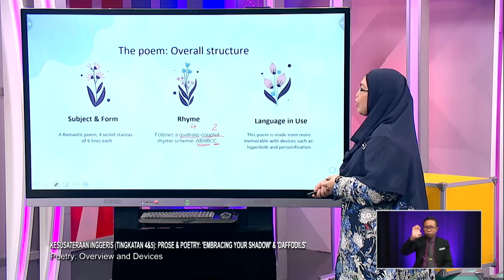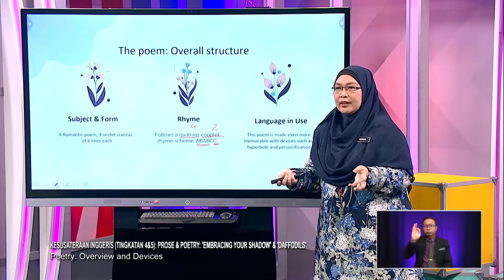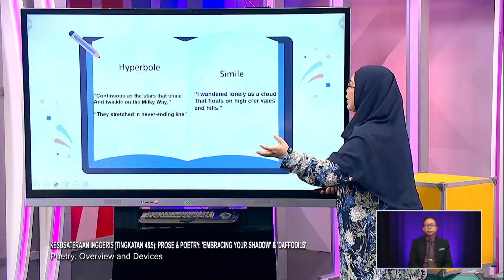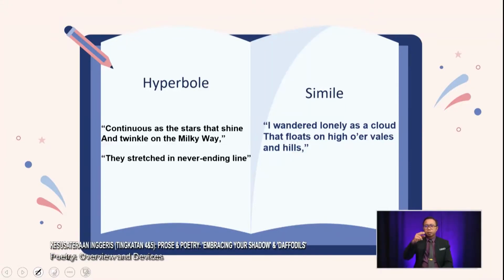We also know that in this poem, Daffodils is rich with poetic devices. What are the devices we have? We have hyperbole, to exaggerate and emphasize, right? They stretched in never-ending lines. So it sounds like there were as many daffodils as far as the eyes can see. You also have simile, a comparison being made, where the persona is being compared to a cloud.